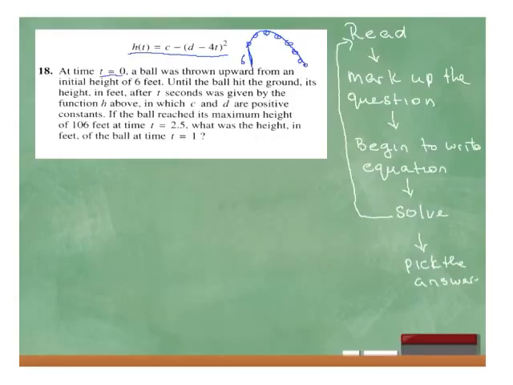Okay, so until the ball hit the ground, its height in feet after t seconds was given by the function h above, right there, in which c and d are positive constants. Important word, because I know that c and d will not change. If the ball reached its maximum height of 106 feet at time 2.5 seconds, what was the height in feet of the ball at 1 second?